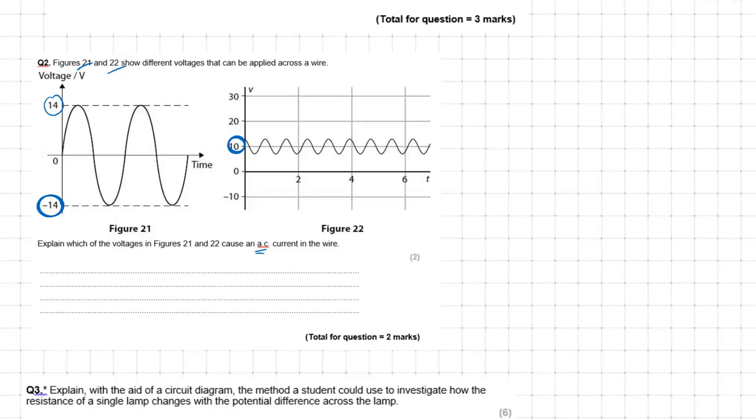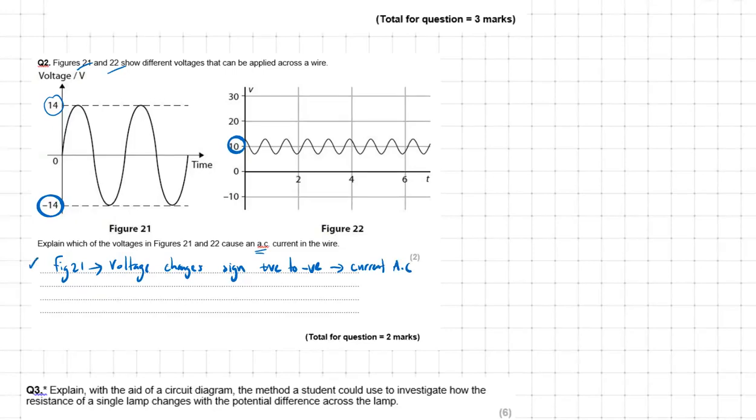Okay, so for you to get your mark, first of all it is figure 21. Now you need to say why it is figure 21. Because the voltage changes sign, so positive to negative. This means that the current will be AC in this case. However, this only gives you 1 mark.